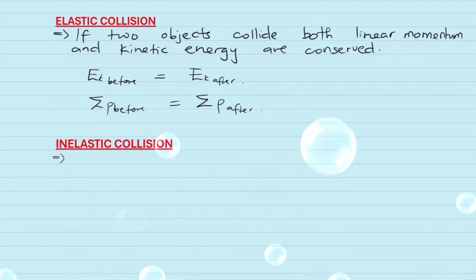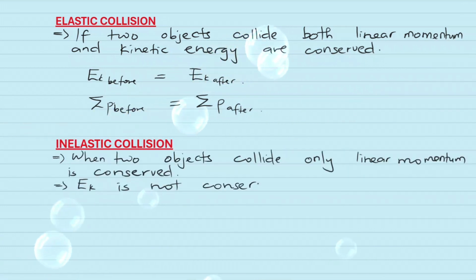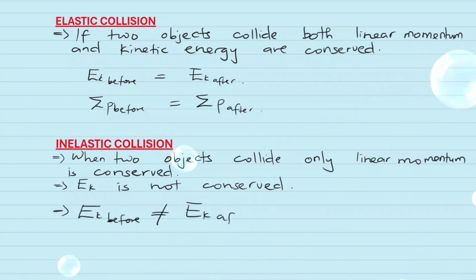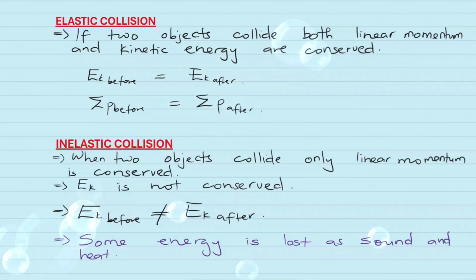In an inelastic collision, when two objects collide, only linear momentum is conserved. The kinetic energy is not conserved. This means kinetic energy before collision is not equal to the kinetic energy after collision. Some of the energy is lost as sound and heat. To prove elastic or inelastic collision, we only have to prove the kinetic energy is conserved or is not conserved. We mustn't use linear momentum, because linear momentum is conserved in both elastic and inelastic collisions.